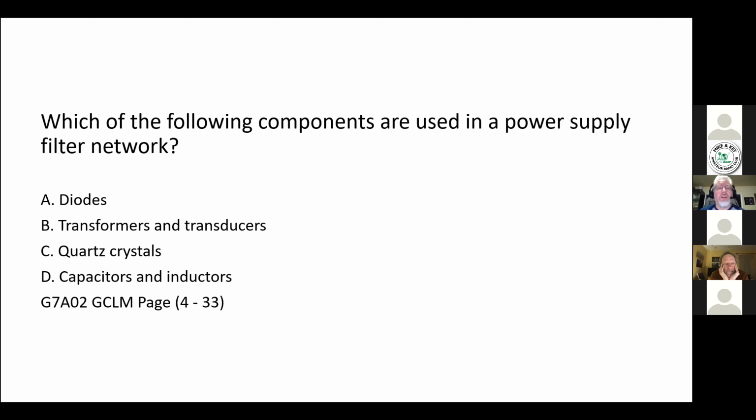Which of the following components are used in a power supply filter network? A, diodes. B, transformers and then transducers. C, quartz crystals. Or D, capacitors and inductors. Delta. Delta is correct. Capacitors and inductors.